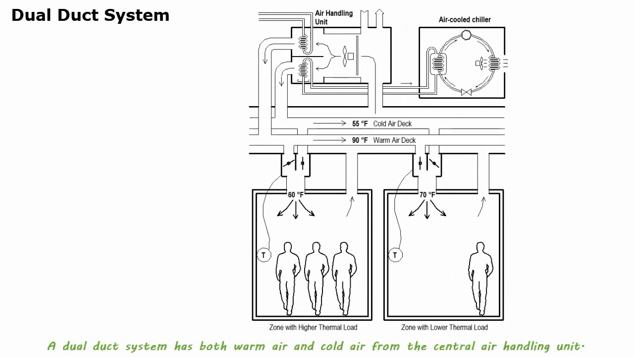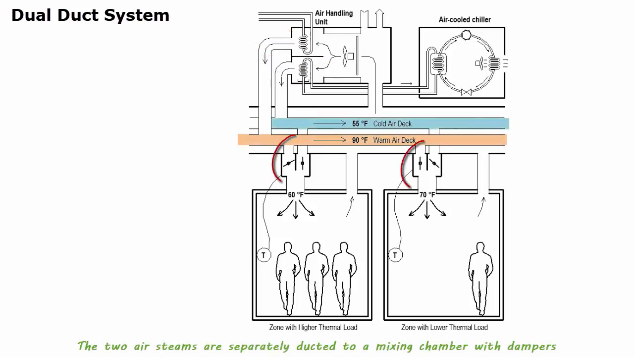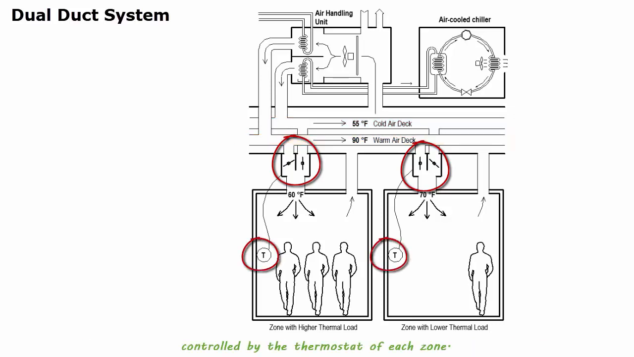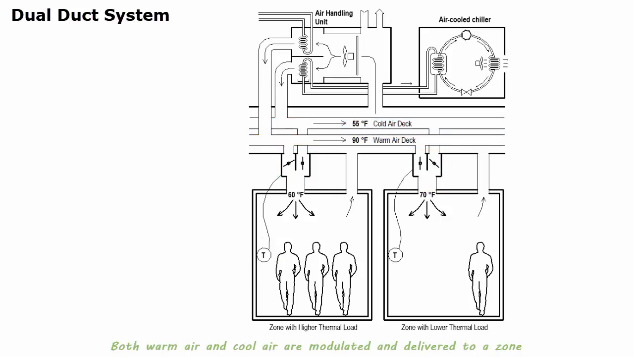A dual duct system has both warm air and cold air from the central air handling unit. The two air streams are separately ducted to a mixing chamber with dampers controlled by the thermostat at each zone. Both warm air and cold air are modulated and delivered to a zone with variable air volume and variable temperature.